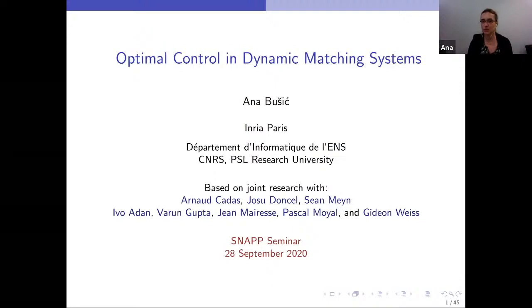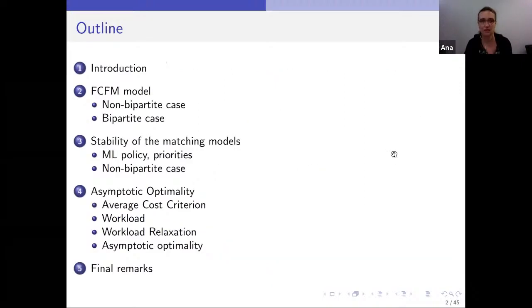I will first give some introduction and motivation for the model we are studying, and then present two types of results. In the first part, we will focus on the first come, first match policy in the dynamic matching models. And then we will move towards the control questions. First on some examples, and then we will consider the asymptotic regime that is similar to heavy traffic in queues. Okay, let's start.